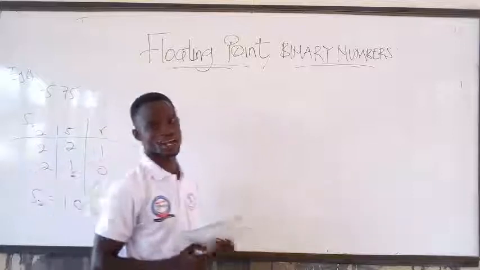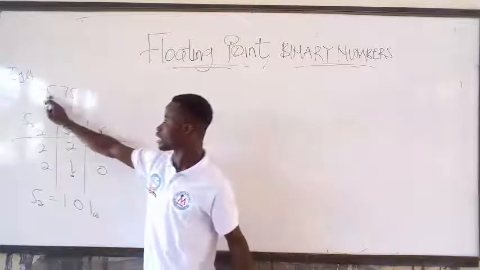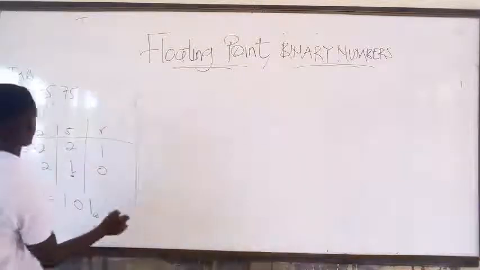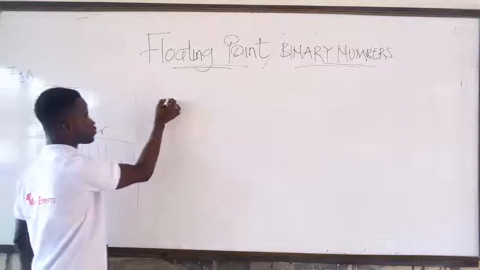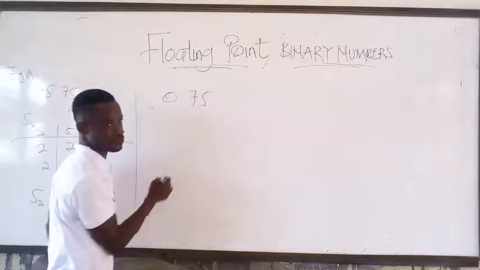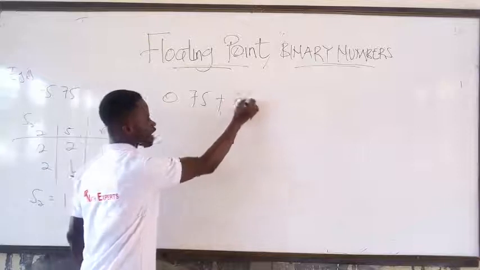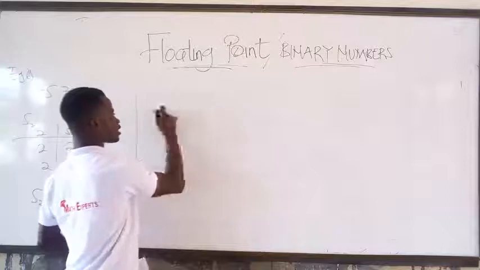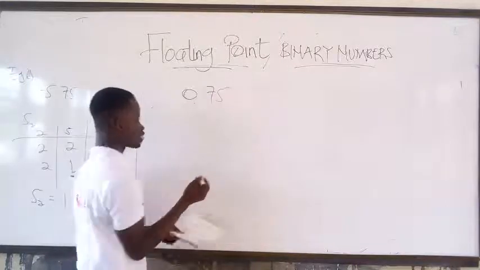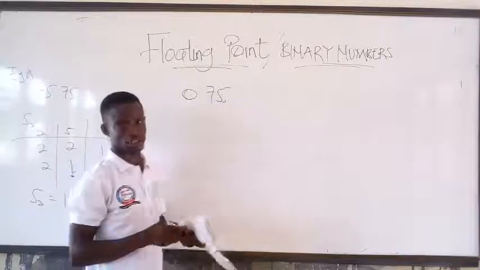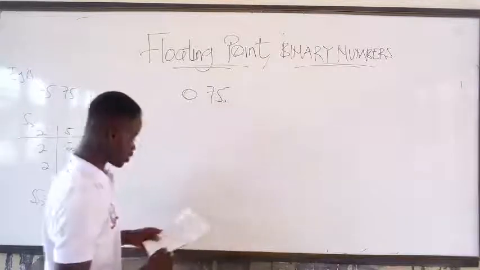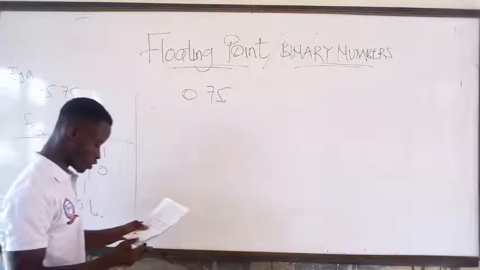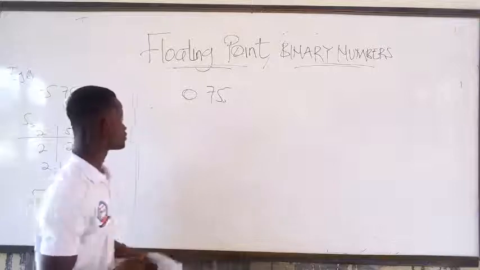Alright, so after picking the number, we are also going to pick the rest. What is the rest? The rest will be 0.75, because if you add this to 5, you will still get the same thing, right? So we are now going to pick 0.75 and convert that one from base 10 to base 2. Alright, so let's see how we are going to do that one.